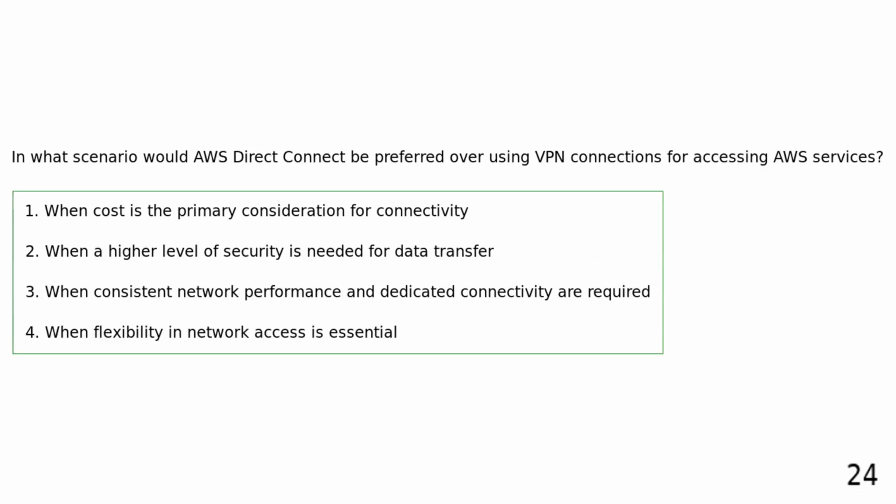In what scenario would AWS Direct Connect be preferred over using VPN connections for accessing AWS services? When cost is the primary consideration for connectivity. When a higher level of security is needed for data transfer. When consistent network performance and dedicated connectivity are required. When flexibility in network access is essential.